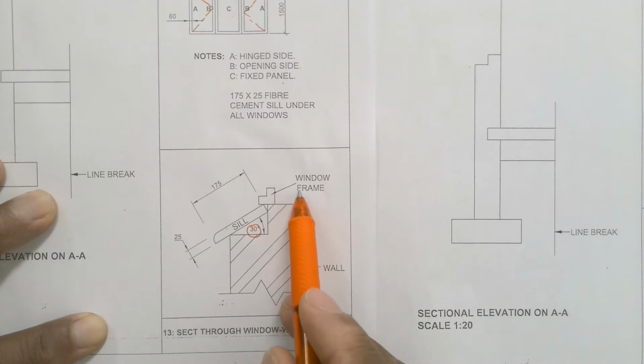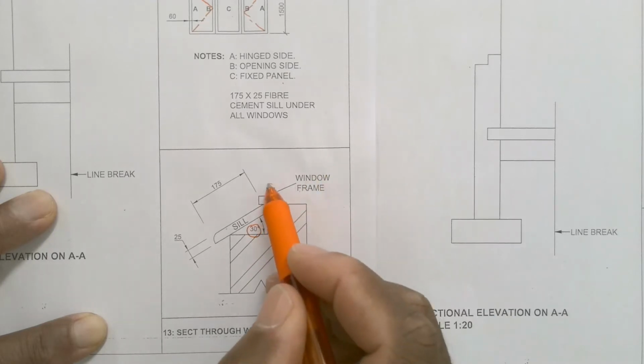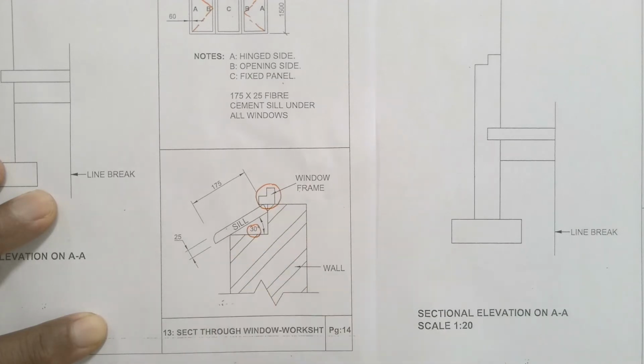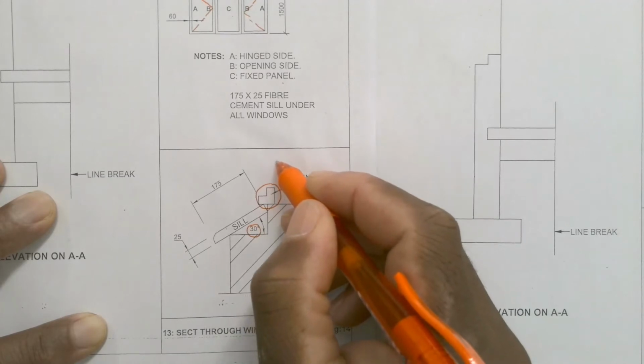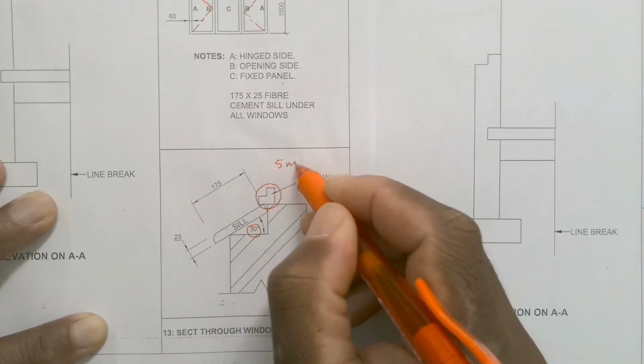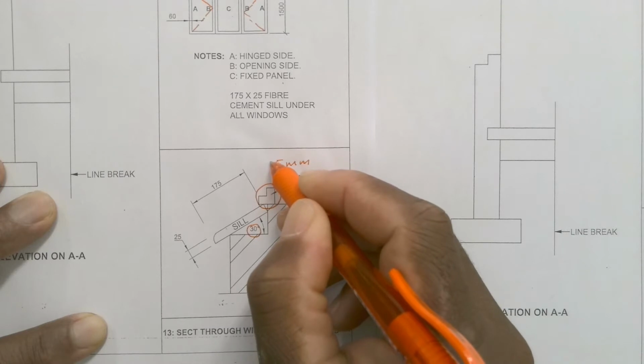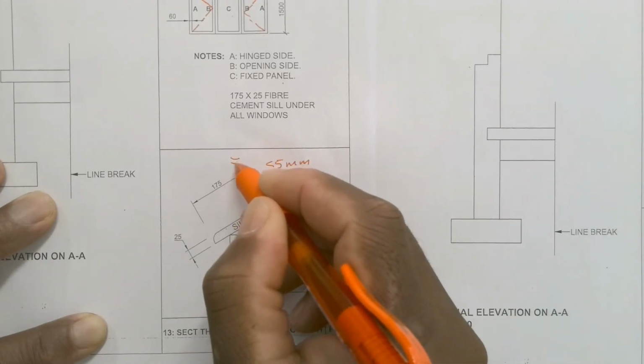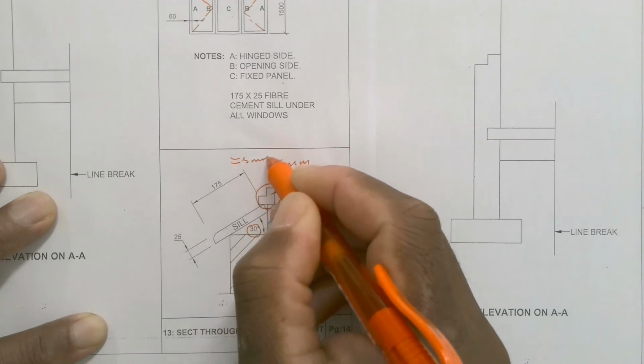And we have a window frame. We are not given the size of the window frame. So anything that is not given, it must be assumed in good proportion. It must be assumed, but it should not be more than 5 millimeters. So it must be 5 millimeters and less, or shall I say equal to 5 millimeters.